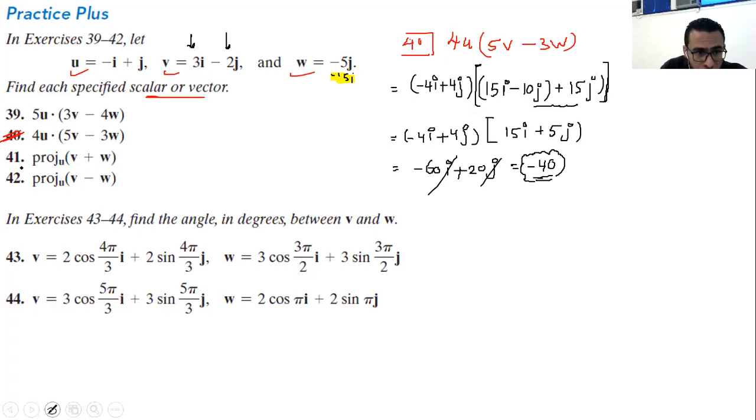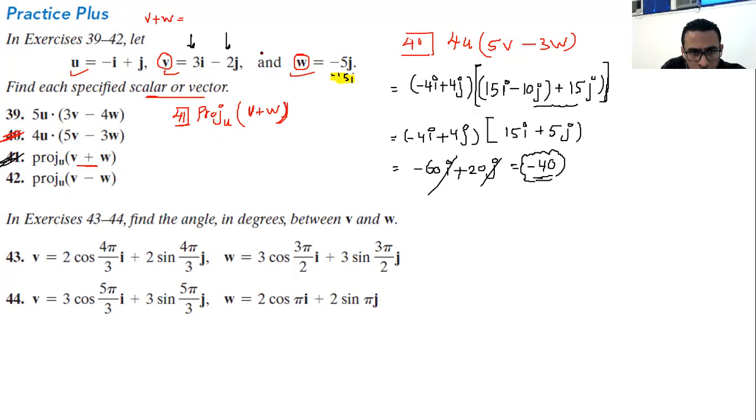Omar Salama, question number 41. Question 41: we would like to find the projection of v plus w onto u. You have to find first the sum of v and w, and then find the projection of the sum onto the vector u. What's the sum first of v and w? Yes, can you hear me?